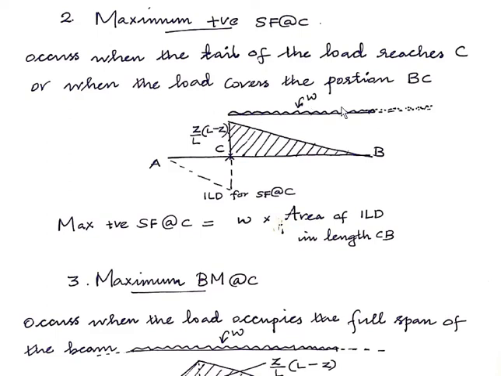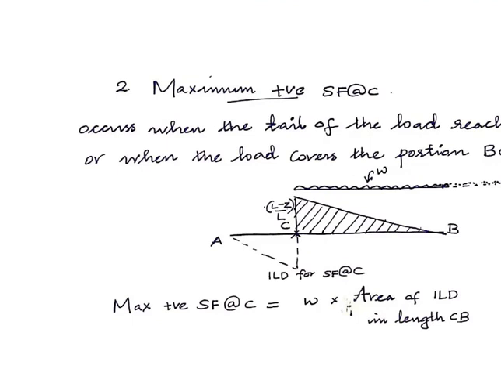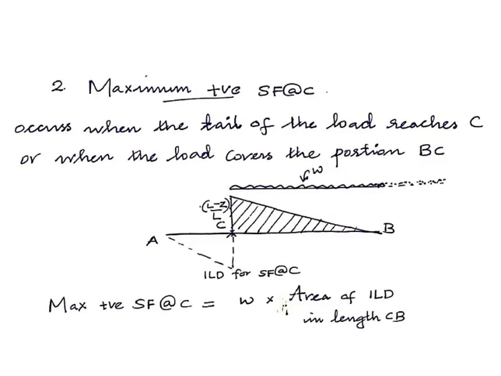So in this position of UDL, we get the maximum positive shear force at C, and the value of maximum positive shear force at C is equal to load intensity into area of ILD in length CB. You can see the ILD for shear force at C, and the maximum ordinate in the positive direction is L minus Z by L.